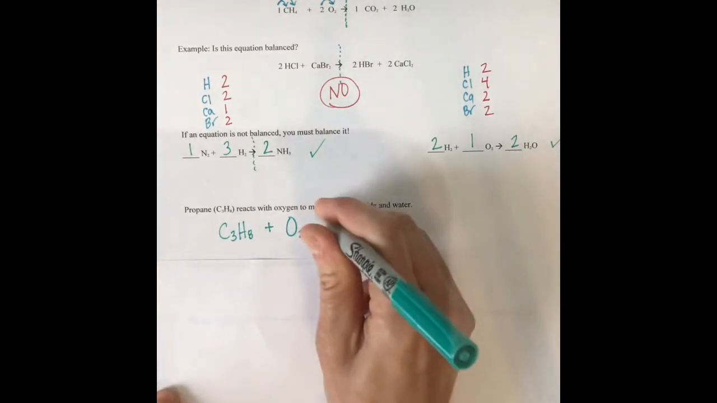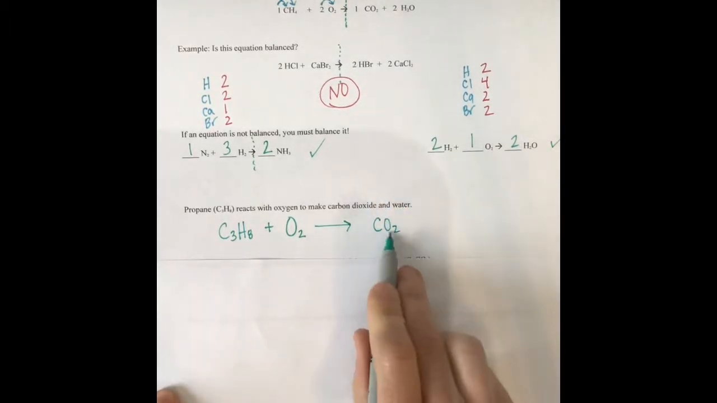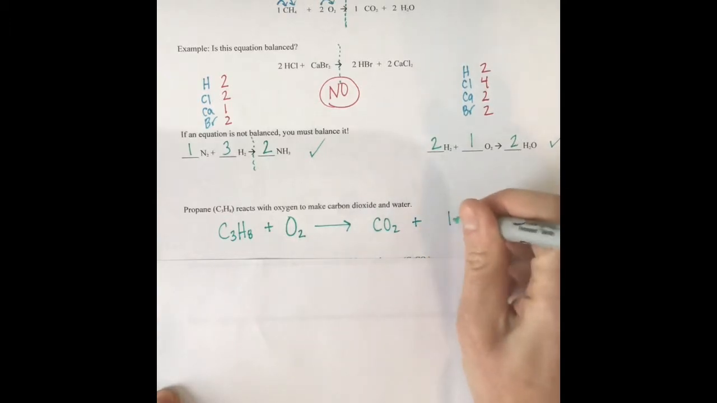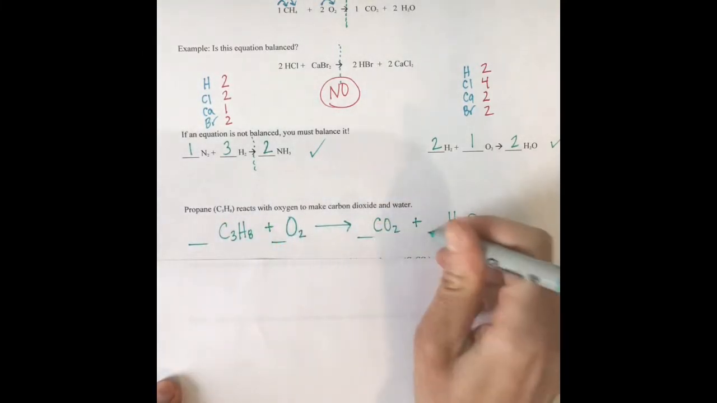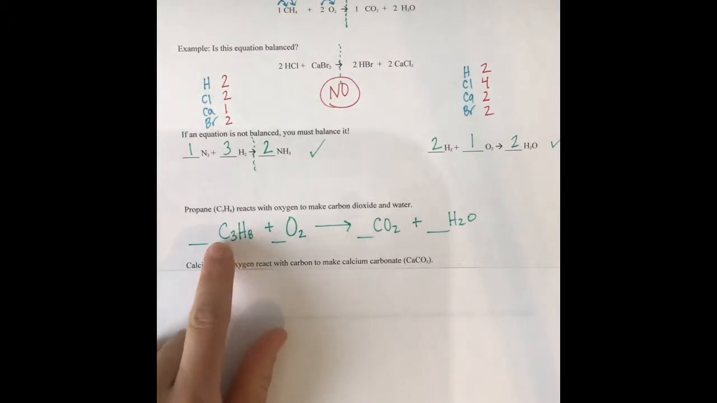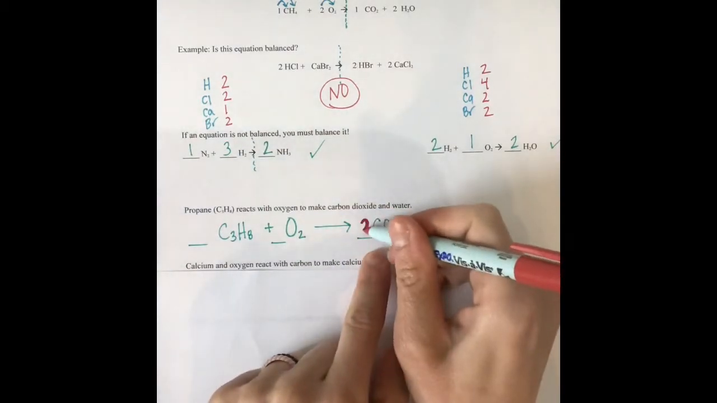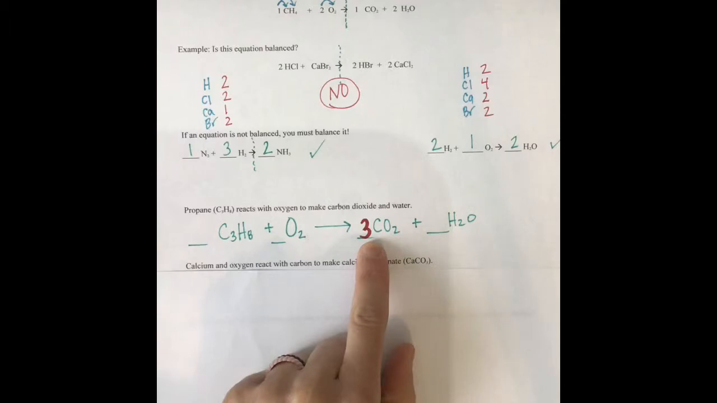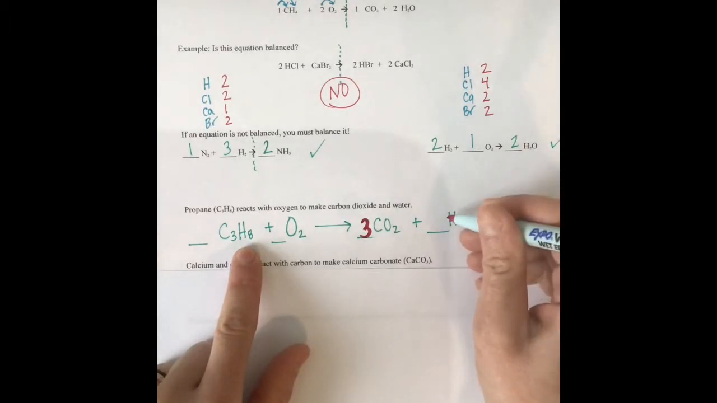Propane reacts with oxygen to make carbon dioxide and water. I like to put little lines here for my coefficients. And let's do some balancing. I'm just going to start here with carbon. I have 3 on the reactant side, so I need to put a 3 here on the product side to make 3 carbon. Let's move to hydrogen. H8. What times 2 is going to give me 8?